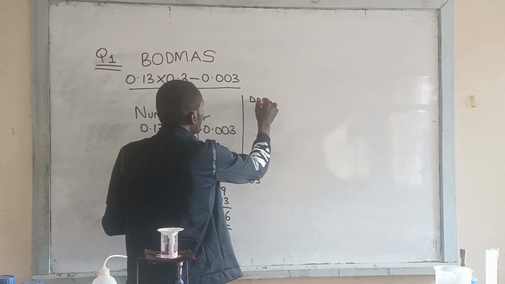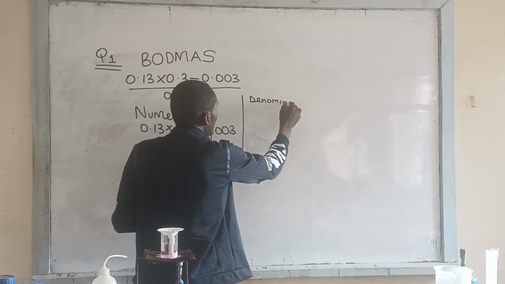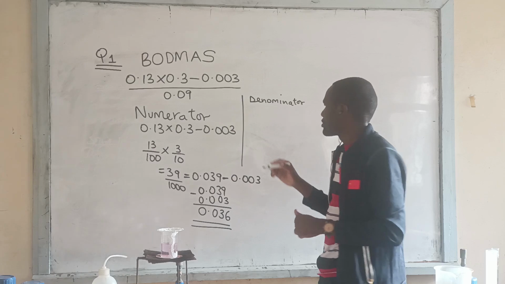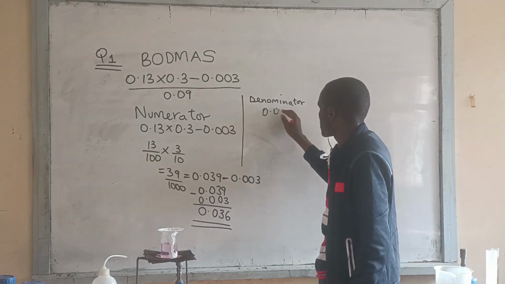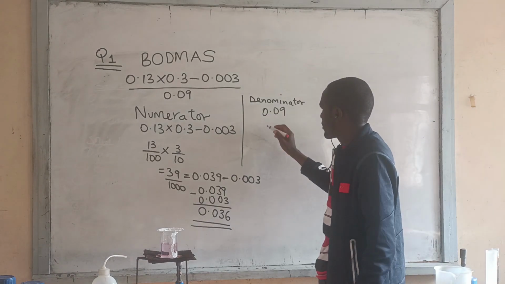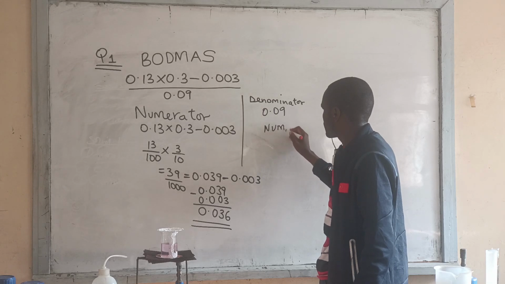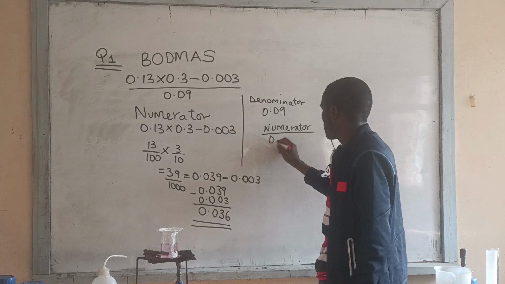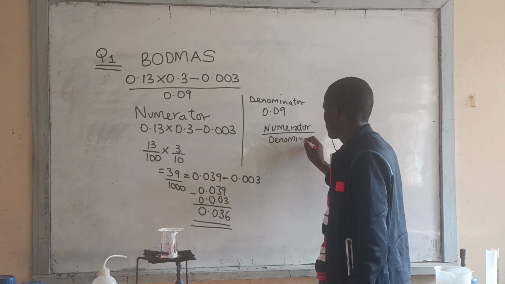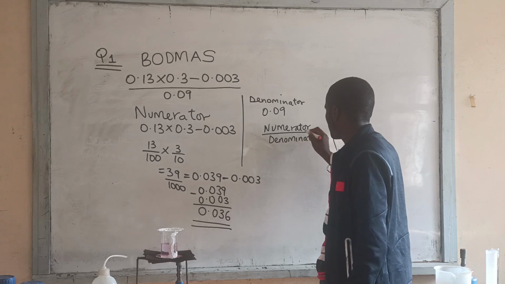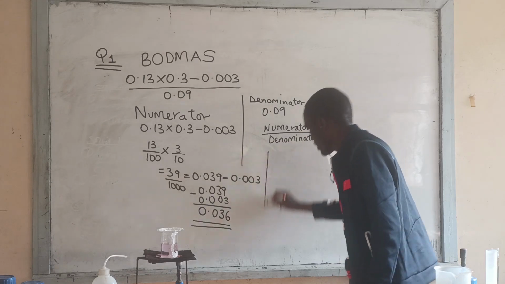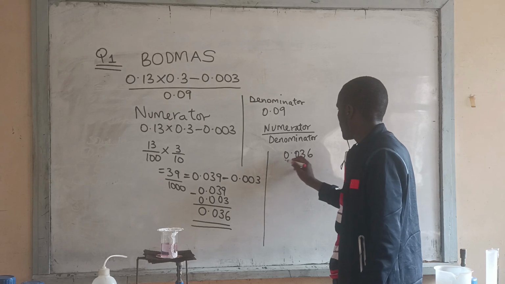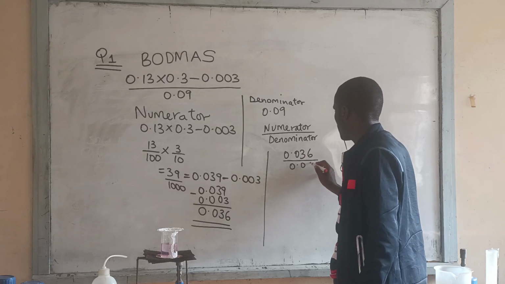Then we move to the denominator, because this is our answer on the numerator side. Our denominator does not need us to work out anything. It only has one value, so it just gives us 0.09. Finally, we say numerator divided by denominator: our numerator is 0.036 and our denominator is 0.09.